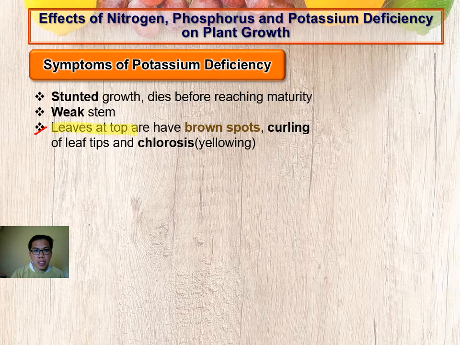Daun di bahagian atas, brown spot, ada bintik-bintik hitam, bintik coklat, bintik gelap. Okay, this brown spot shows that there is dead tissue in that area. Bintik-bintik coklat itu menunjukkan bahawa sel tisu di bahagian tersebut telah mati. Sebab itu dia ada brown spot. Curling of leaf tips. Bahagian hujung daun dia terlipat. Okay, and ada chlorosis, berlakunya chlorosis iaitu warna kuning tadi.